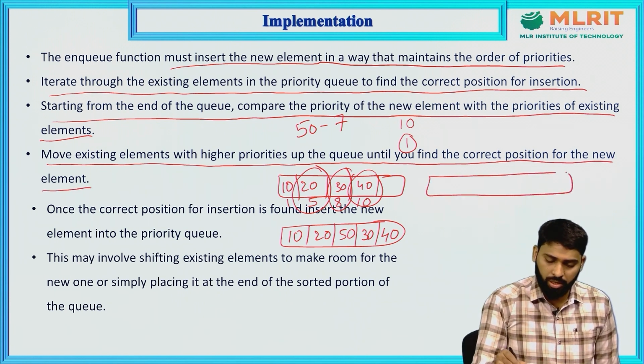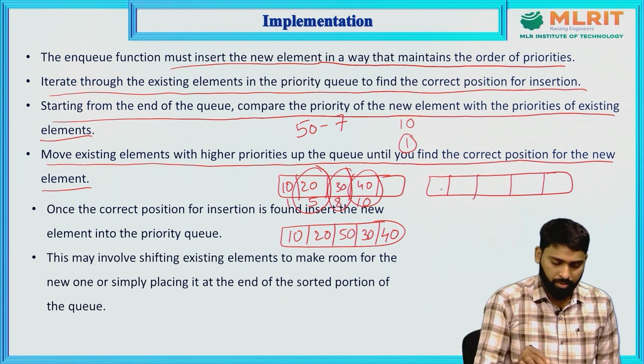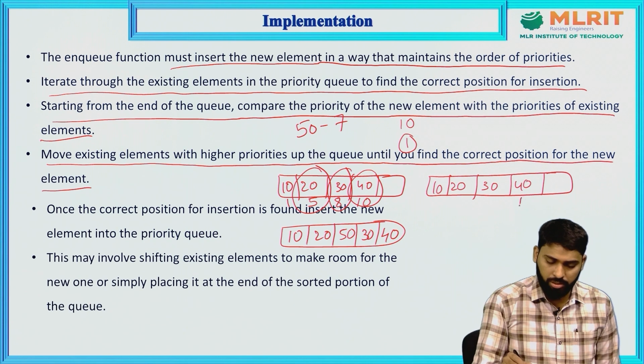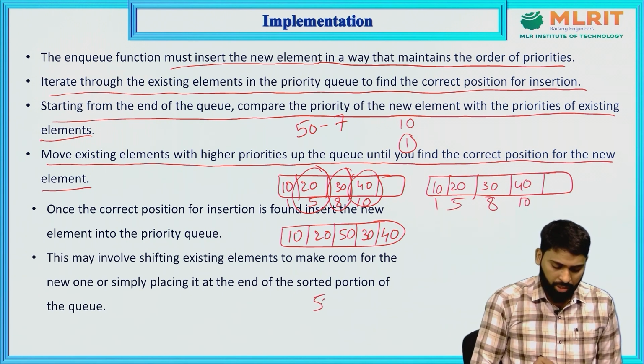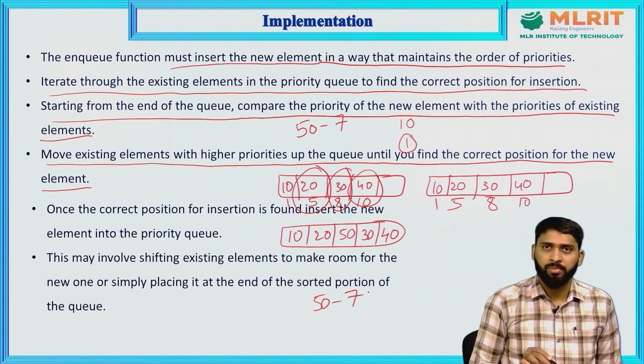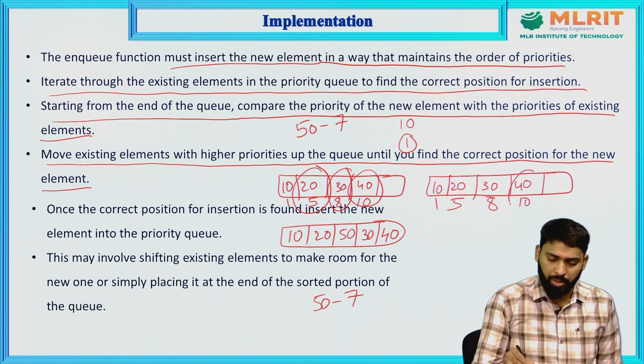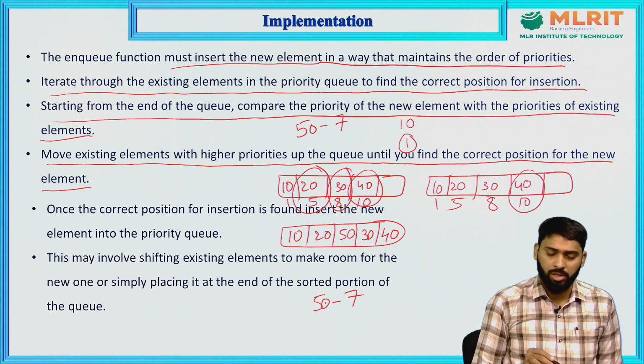So this is the array. These are the elements 10, 20, 30, 40. These are the priorities. The new element is 50, with priority 7. Now you compare the priority of 40, which is 10, with the priority of 50, which is 7. So compare, 7 has the highest priority.